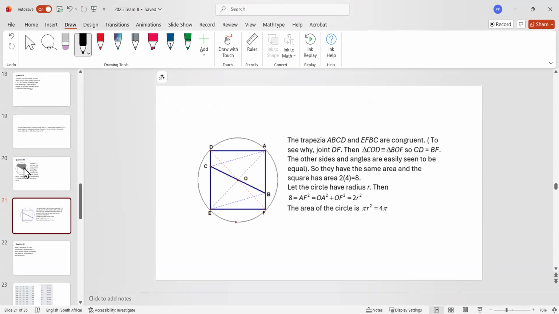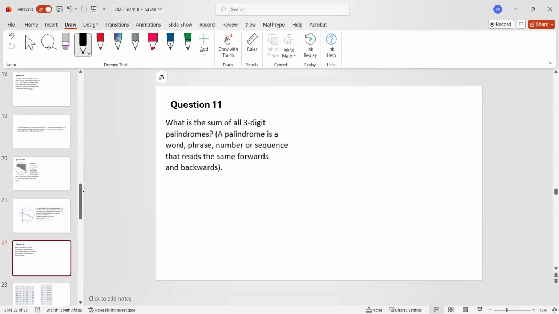Okay, let's get on to the next question. What is the sum of all three-digit palindromes? A palindrome is a word, phrase, number, or sequence that reads the same forwards and backwards. So a three-digit palindrome must read the same forward and backwards.